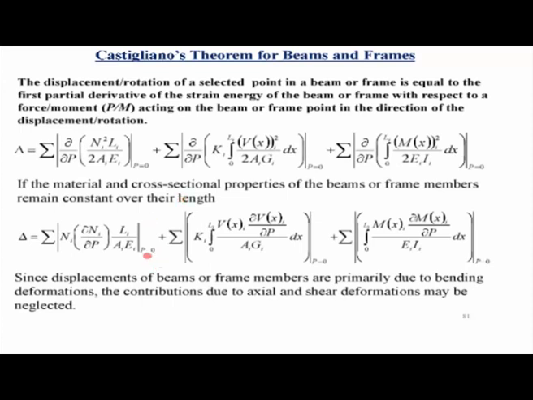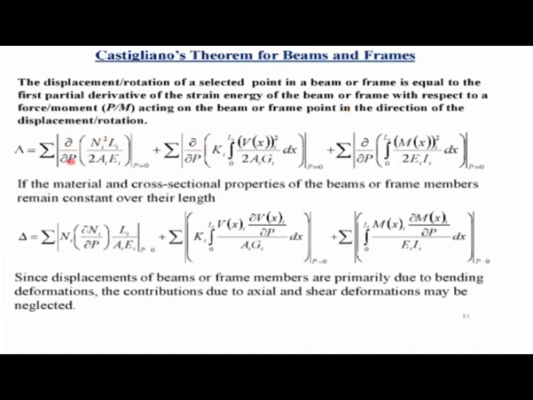So now, since we have discussed the virtual work method for calculating deflections in beams and frames, we'll move on to Castigliano's theorems for calculating deflections of beams and frames. Similar to Castigliano's theorem for trusses, the theorem for beams and frames states that the displacement or rotation of a selected point in a beam or frame is equal to the first partial derivative of the strain energy of the beam or frame with respect to a force or moment. Depending on whether you need displacement or rotation at a point, you apply a force or moment at that point, acting on the beam or frame in the direction of the displacement or rotation.